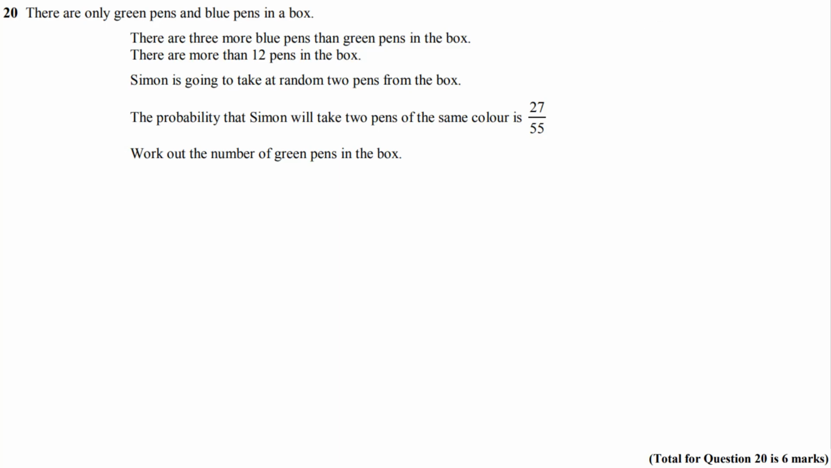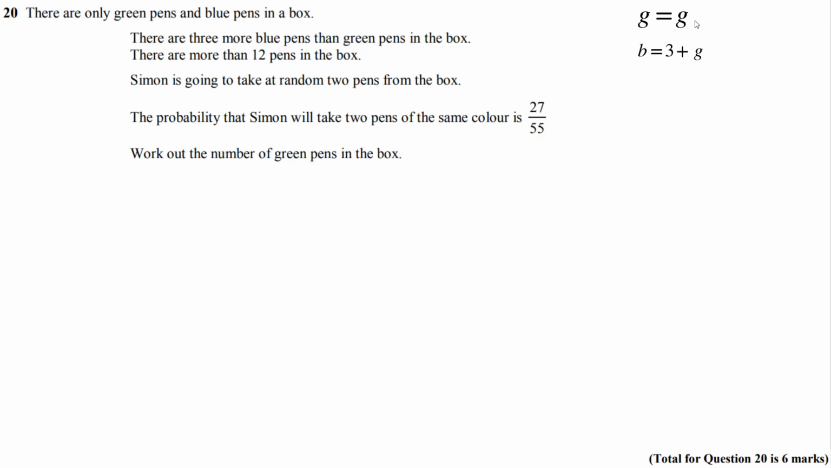Okay, so let's just say we have green pens, so green will equal g, obviously, and blue pens. So we're saying that blue pens is always going to be 3 more than green. So blue equals 3 plus g. Okay? And this is useful because now everything's in terms of the same variable, so we can solve for that variable.